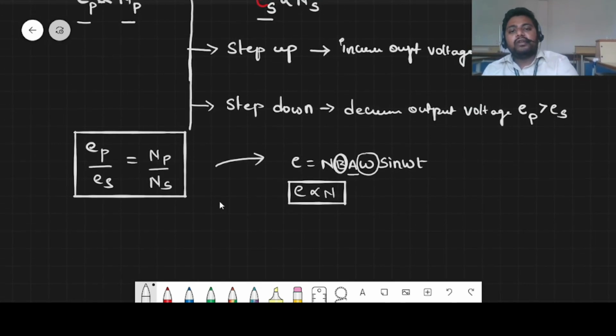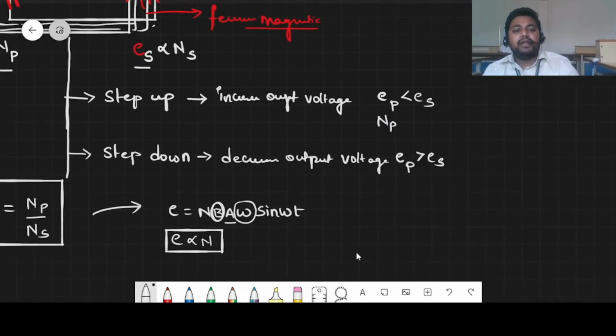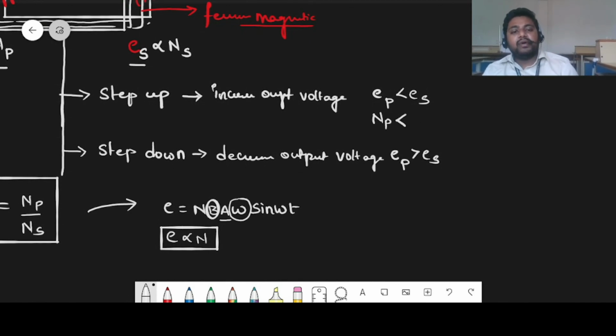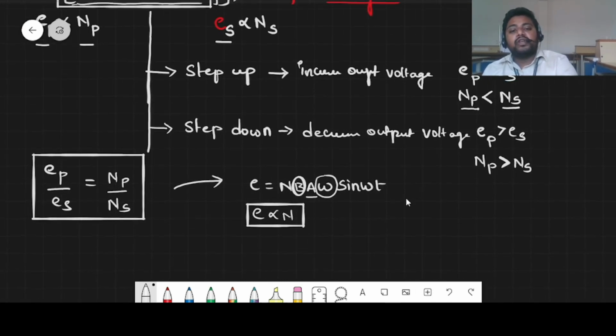Now, if you want step up, in this condition, since E is directly proportional to the number of turns, NP will be maintained at a smaller number compared to that of NS. The number of turns in the secondary coil will be greater than the number of turns in the primary. So that increased output voltage will be coming. In the same way, the number of primary turns will be greater than the number of secondary turns in the step down. So you will decrease the number of turns in the secondary coil so that the voltage output is becoming less.